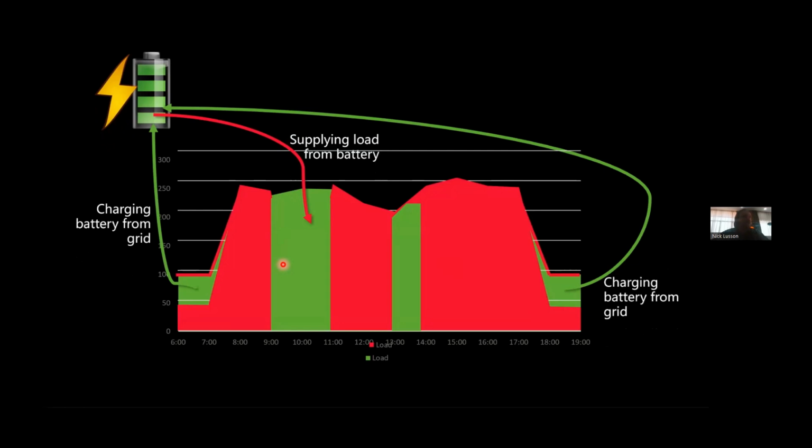But what that means is you have to charge the batteries with the grid because right now there's no solar energy. So your grid bill will go up because you'll be charging the batteries at night and you'll be consuming the batteries when there's a blackout.